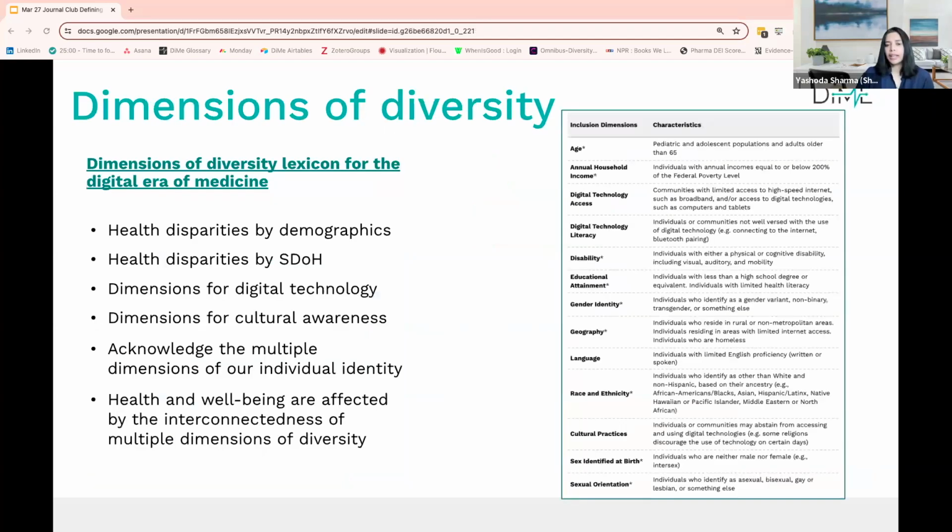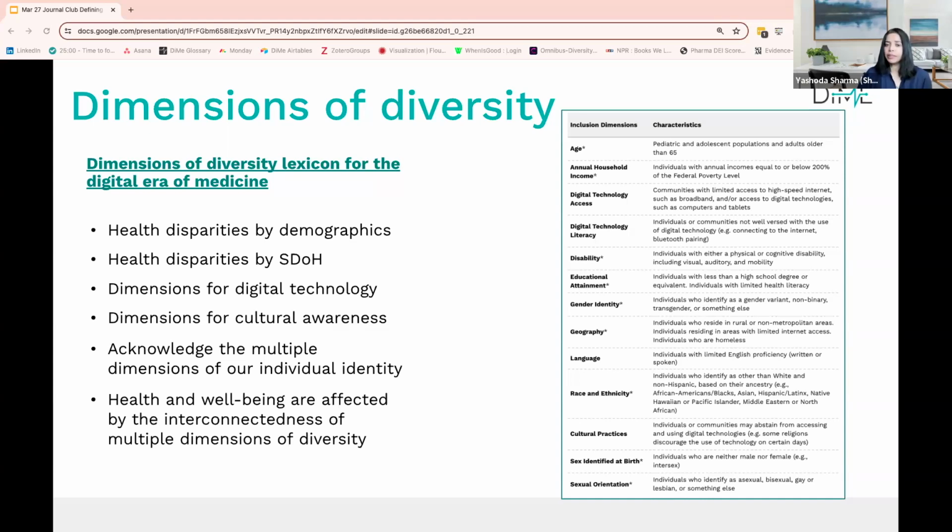So this is exactly why we developed the dimensions of diversity lexicon, specifically to draw attention to these factors and highlight their importance for promoting inclusion and for driving health equity. The lexicon acknowledges that health disparities are based on demographics, so we definitely need to pay attention to age, race, sex. But we also know that social determinants of health are major contributors. So geography, educational attainment, socioeconomic status.